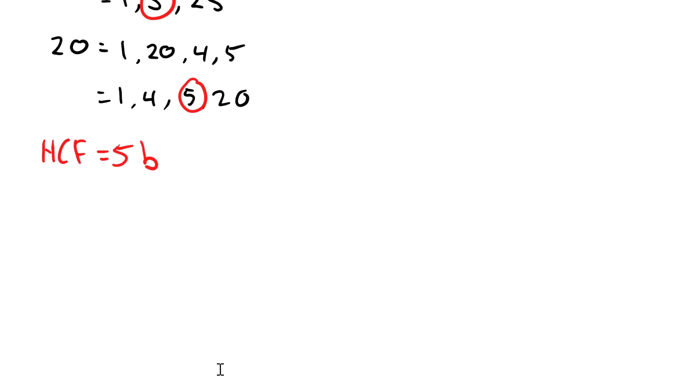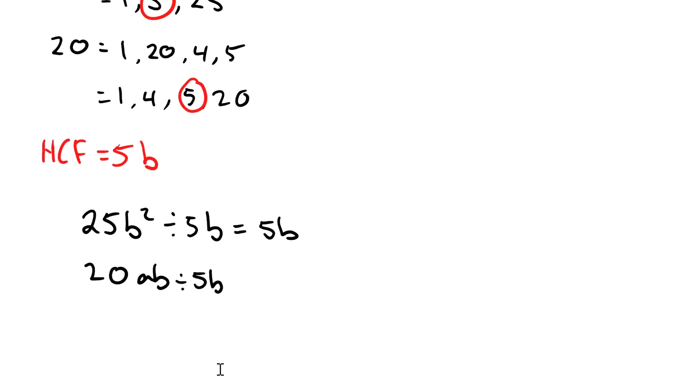So what I'm going to do is go 25b squared divided by 5b, and that gets me 5b. And then I have 20ab divided by 5b, and that equals 4a. So down here, I write my highest common factor out the front, and then I put my division answers inside the bracket. So the factorization is 5b bracket 5b plus 4a close bracket. So sometimes you need to factorize like that.